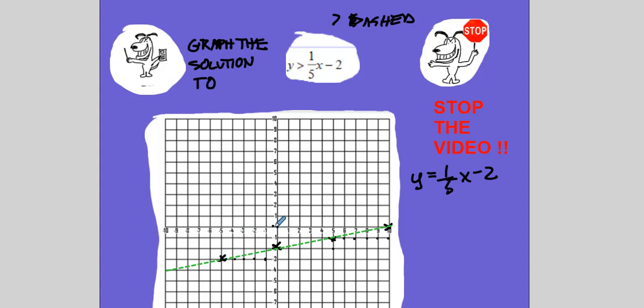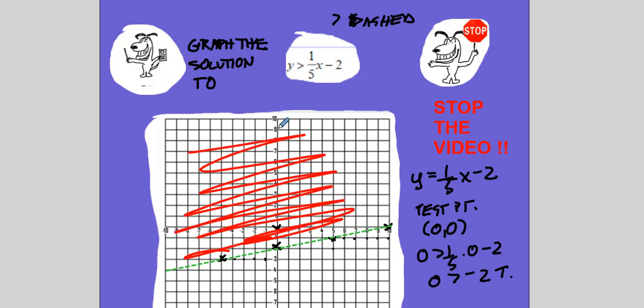Okay, notice again 0, 0 is not on the boundary, so I can use it as my test point. So plugging it into the original inequality, 0 greater than 1/5 times 0 minus 2, that means 0 is greater than -2, that is true. Therefore, since the test point's in the upper half plane, I shade the upper half plane. And that is my solution. And this concludes the part 1 video.